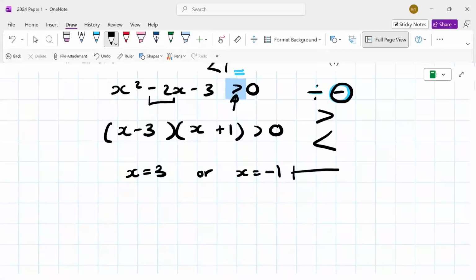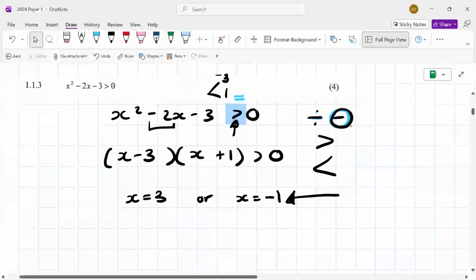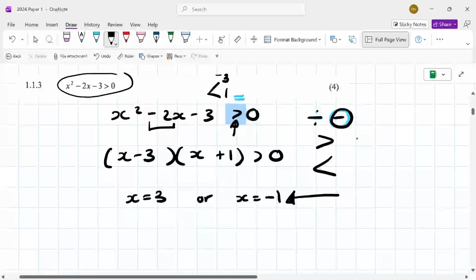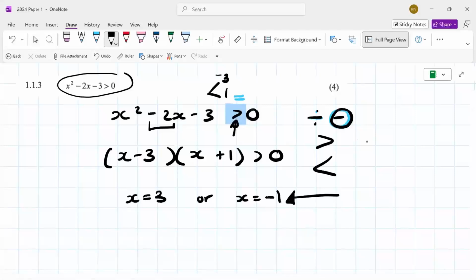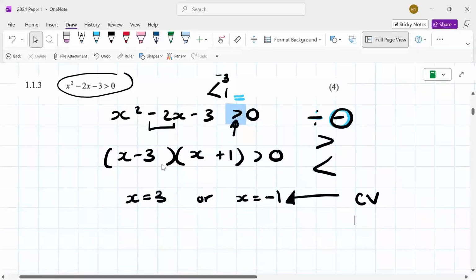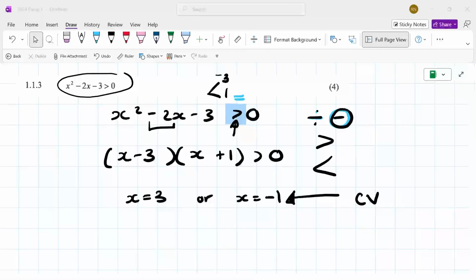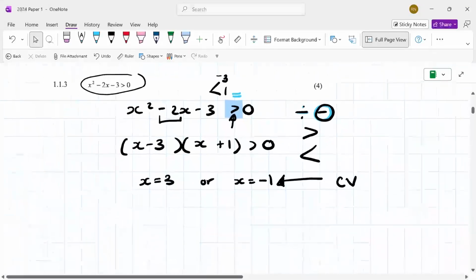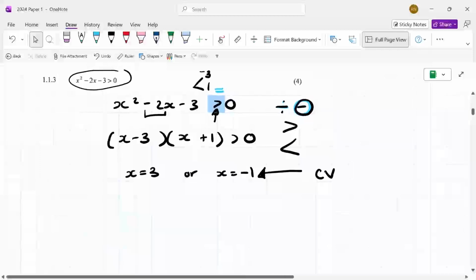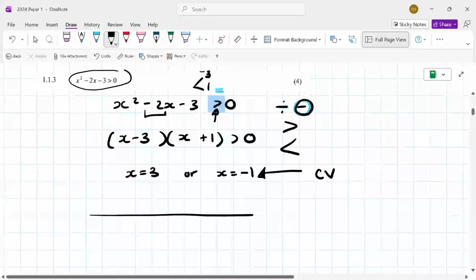Now, these are not our values. We are looking for the range for which this is true. We're looking for the range of x values for which this is true. So we have actually found our critical values. These two are critical values, not the actual answer for this question. And so we need to draw a timeline to see if we can test out where this relationship is true.